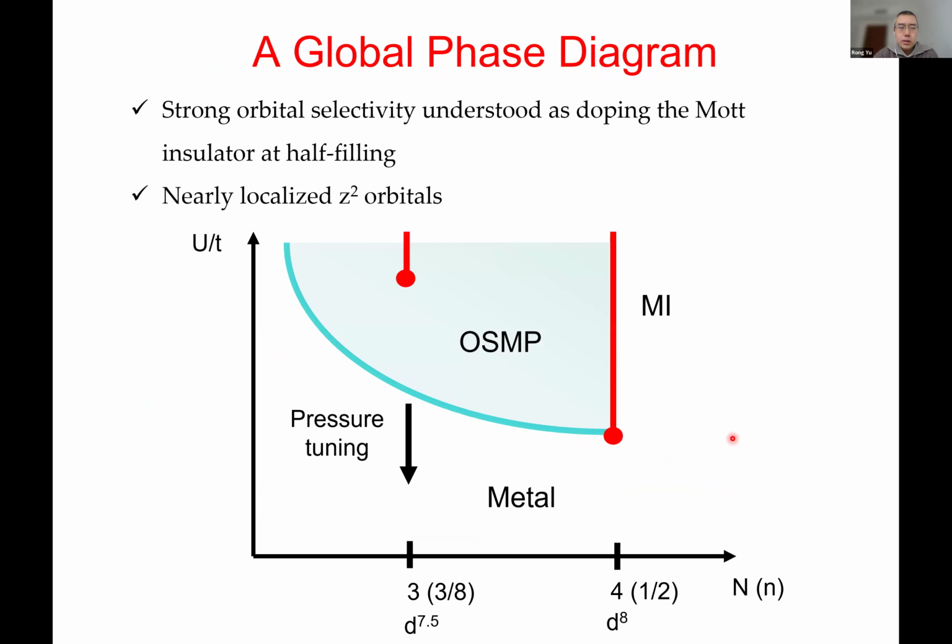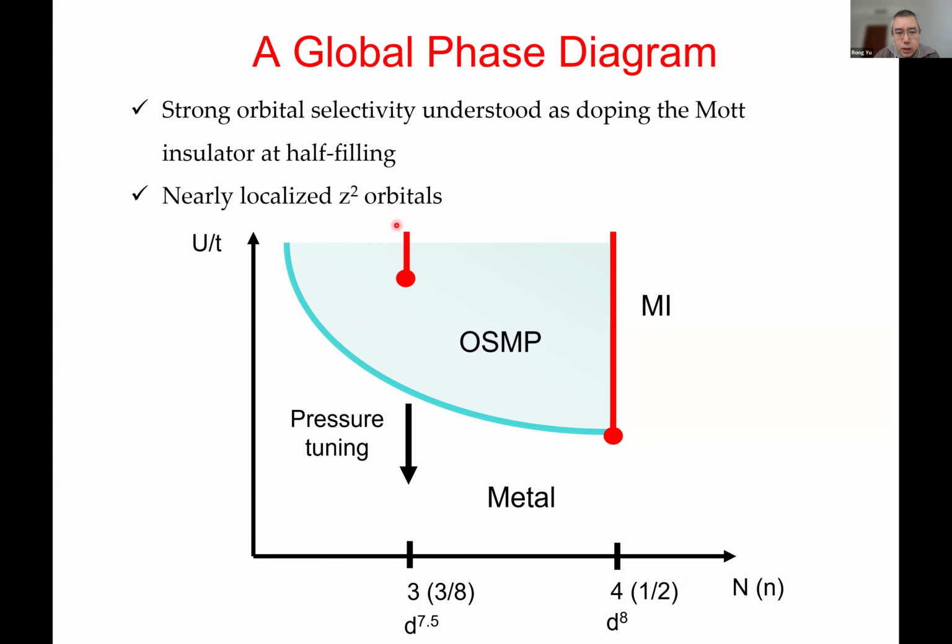All right, so to understand the strong orbital selectivity in this system, we propose this global phase diagram by artificially increasing the electron filling from 3 to 4. The real material actually corresponds to an electron filling of 3 electrons, so it is still a commensurate filling. So we expect to see a transition to a Mott insulating phase at sufficiently strong U value.